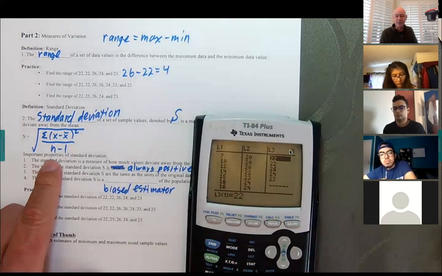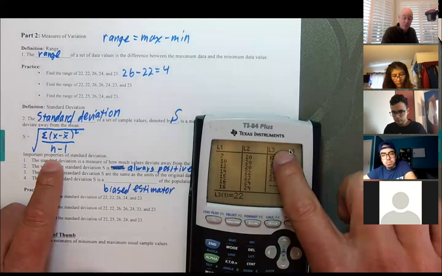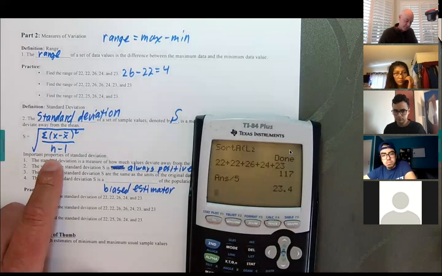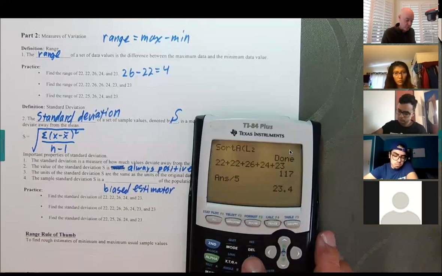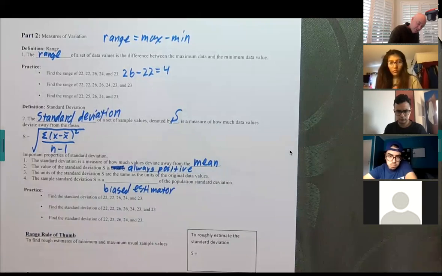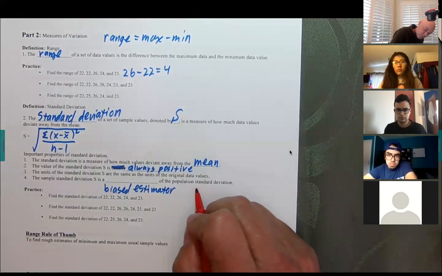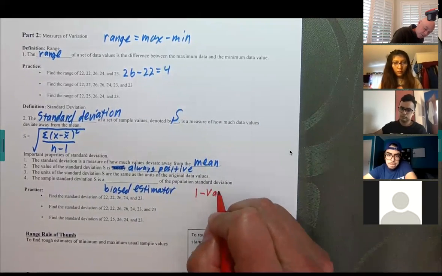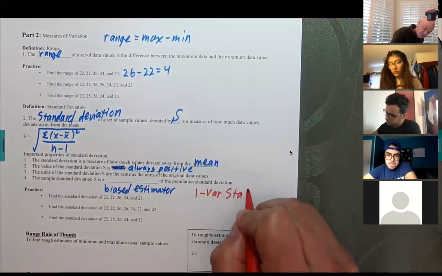I could use this formula to do it by hand, but why bother? The calculator will do it for me. Remember I'm in list 3 here, so I'm going to quit out of that. And this is very, very important. You'll want to write this down: 1 Var Stats.